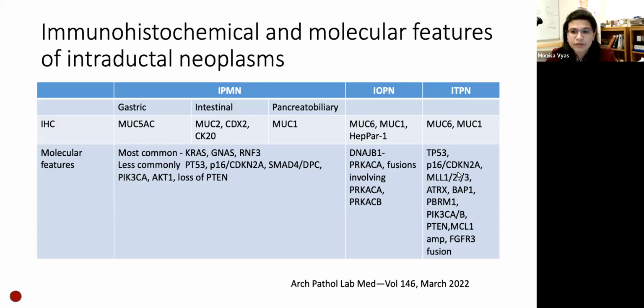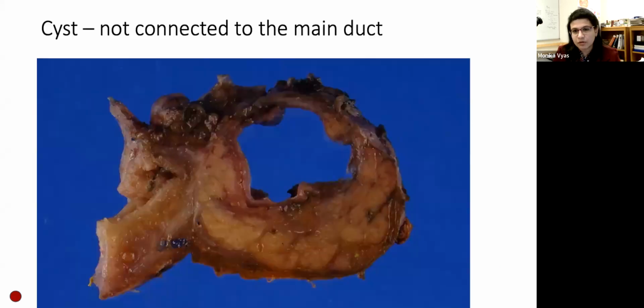And ITPNs commonly have a different molecular profile too. They can often harbor P53 mutations, P16 or CDKN2A, and then ATRX, BAP1 mutations, and sometimes also show FGFR3 fusions. So this was a very brief and quick overview of molecular features of intraductal papillary neoplasms.